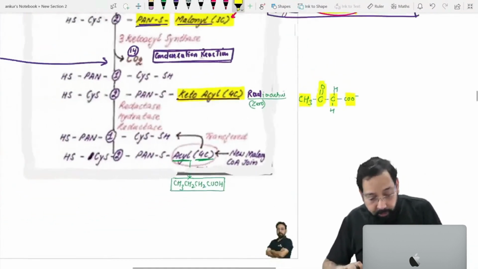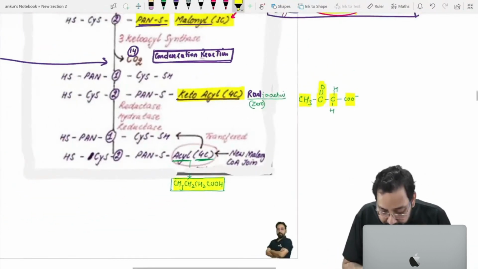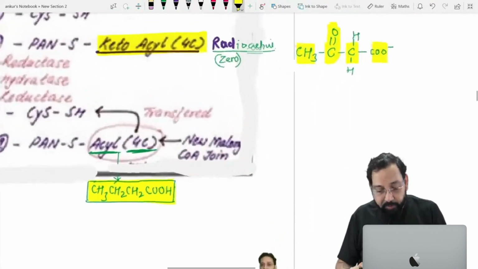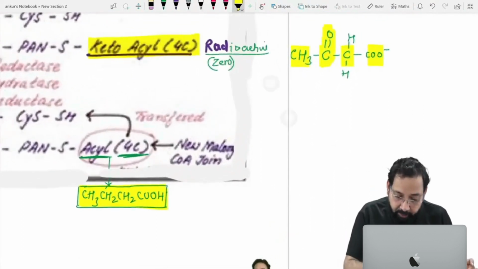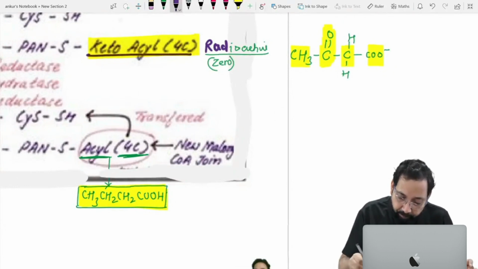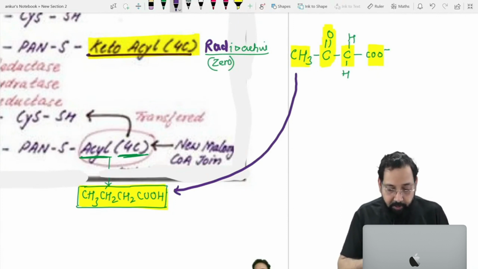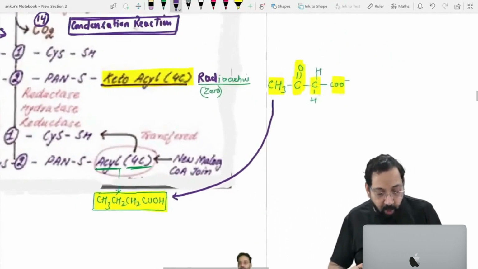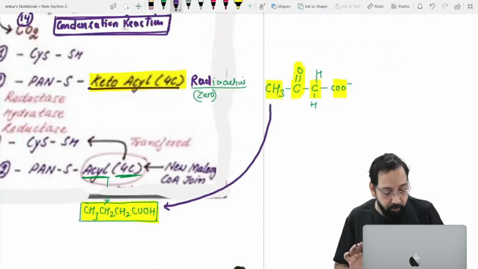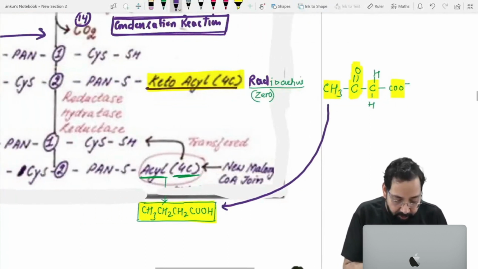So till now butyric acid is not formed. We want butyric acid, and this is not butyric acid. This is ketoacyl. We want to convert this ketoacyl to butyric acid. How will we convert it? By 3 steps: reductase, hydratase, reductase.